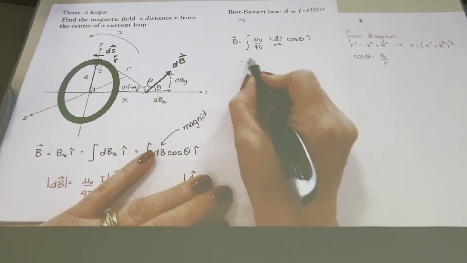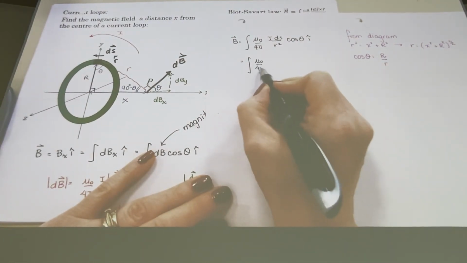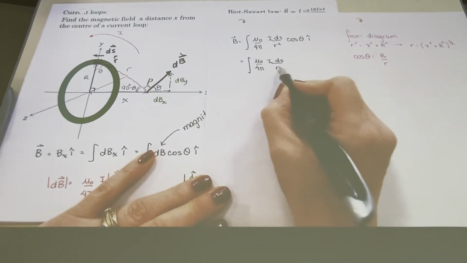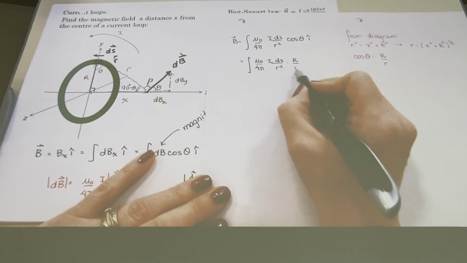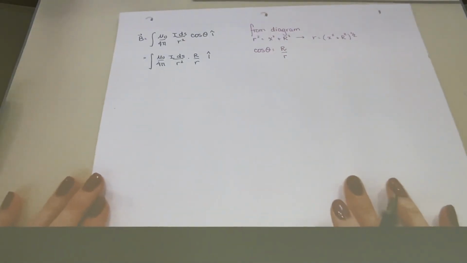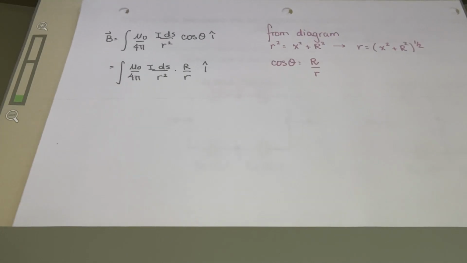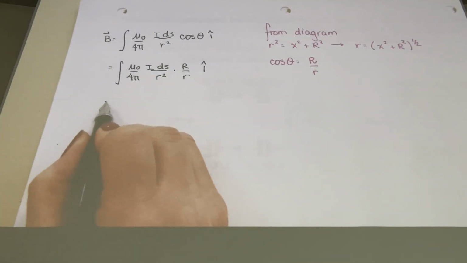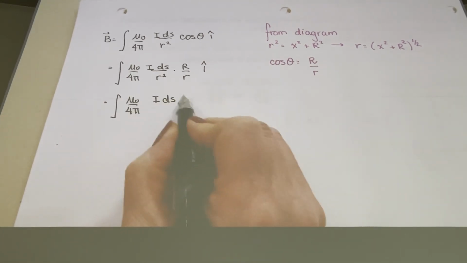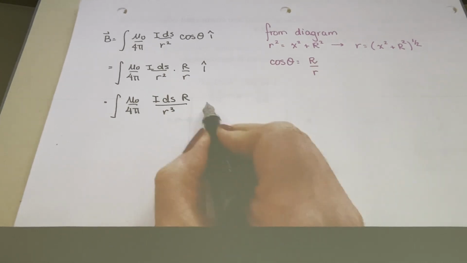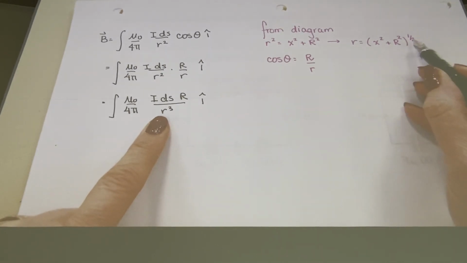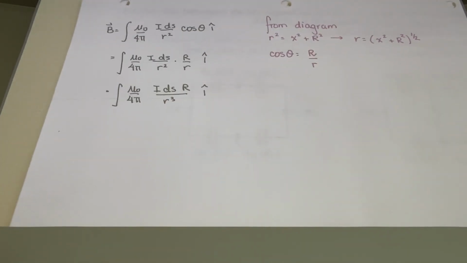So then our B is equal to the integral of mu naught over 4 pi times I times ds over r squared, we'll just leave that as r squared for a moment, times r over r. R squared times r, that's just r cubed. So we'll put that bit in. Now we'll substitute r is x squared plus r squared to the 1/2. We have to cube this guy, that goes in our denominator.